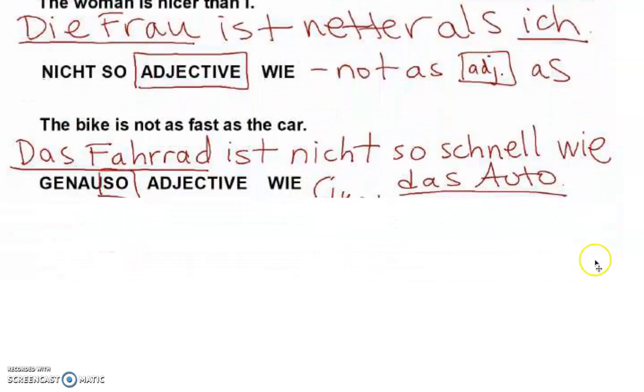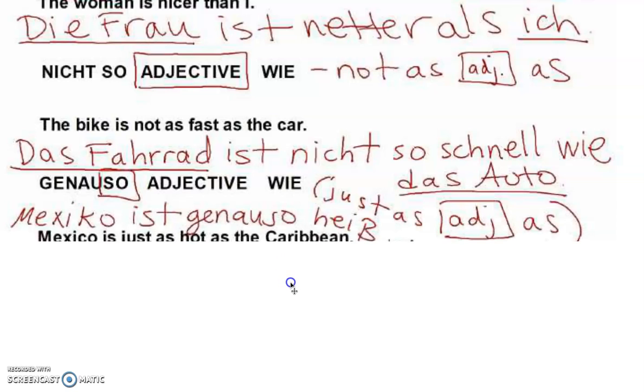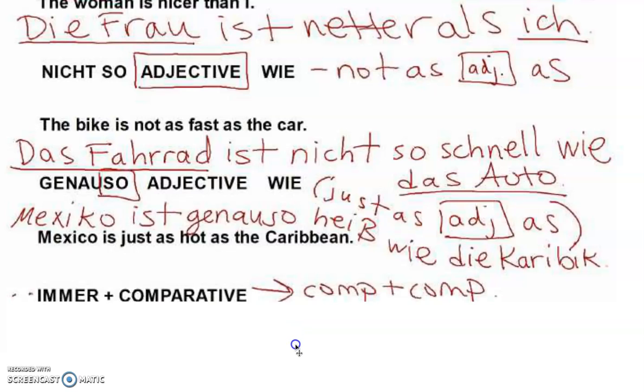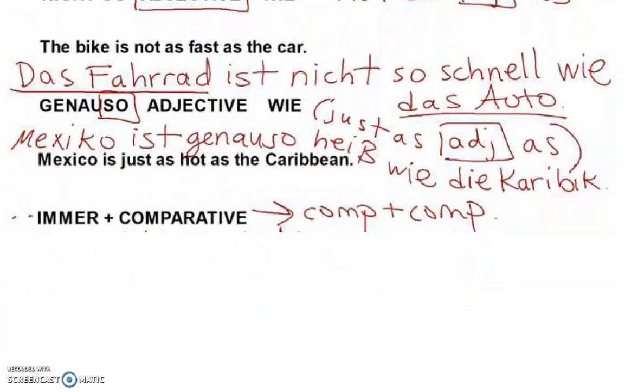We can also say genauso adjective wie, which means just as adjective as. So if we want to say something like Mexico is just as hot as the Caribbean, Mexico ist genauso heiß wie die Karibik. And then we also have another phrase, immer, with the comparative form.